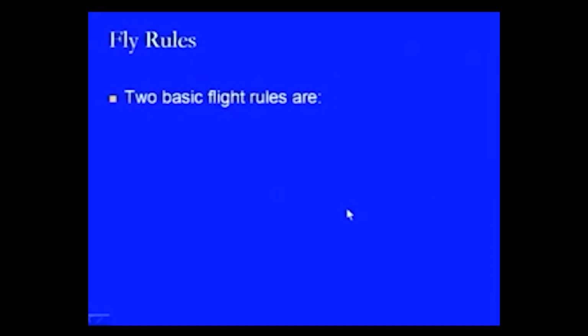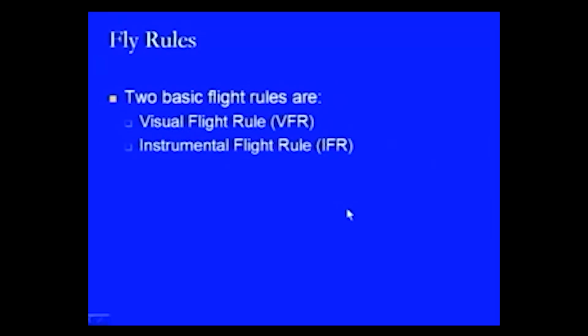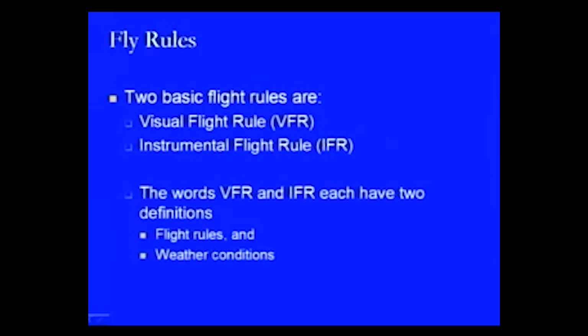In this light, there are two types of flight rules available. The visual flight rules, which are in short generally termed as VFR, and instrument flight rules, which are in short termed as IFR. So, we have VFR and IFR rules. The words VFR and IFR each have two definitions, related to flight rules and related to weather conditions. So, these are the two ways by which we can define both of the things.